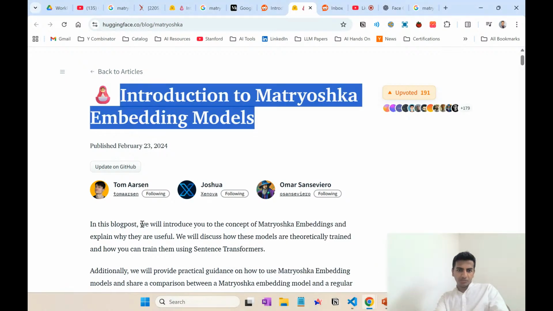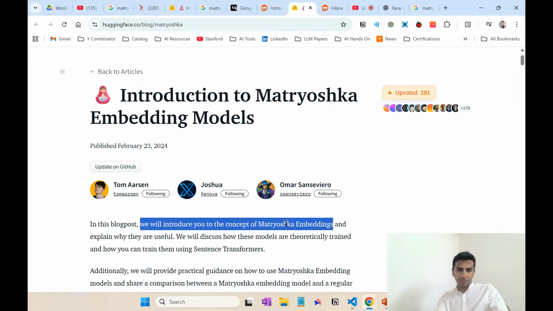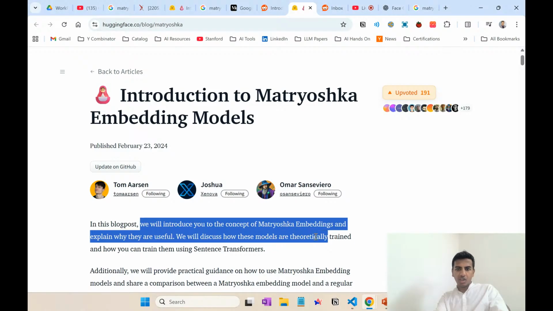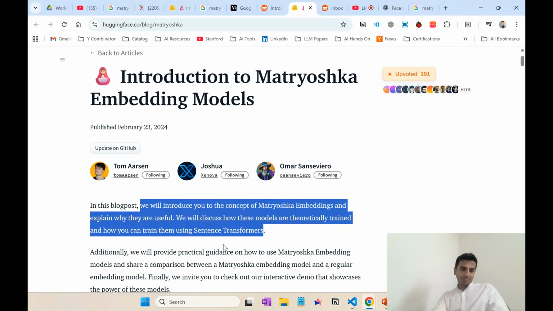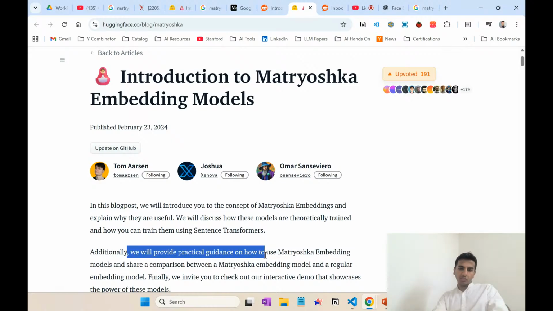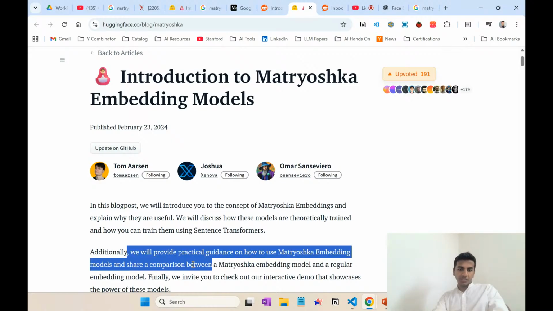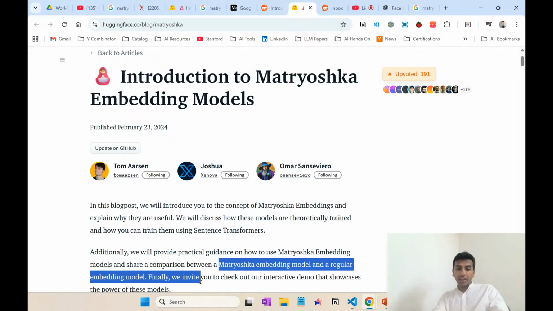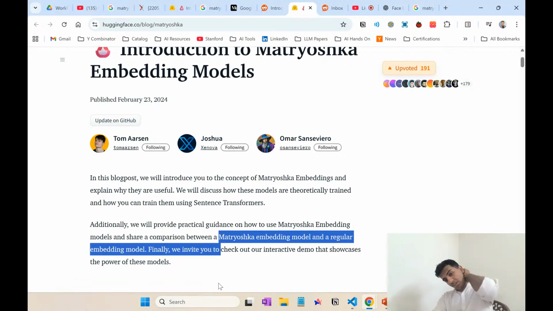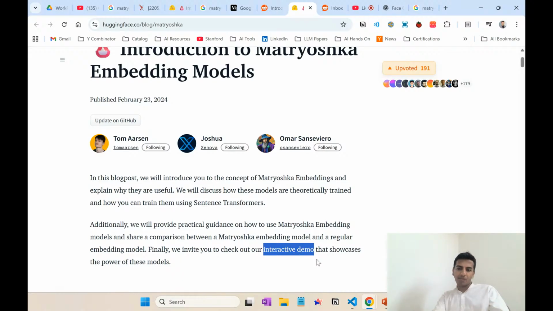In this blog post, we will introduce you to the concept of Matryoshka embeddings and explain how they are useful. We will discuss how these models are theoretically trained and how you can train them using Sentence Transformers. Actually, we will provide practical guidance on how to use Matryoshka embedding models and share a comparison between Matryoshka embedding models and regular embedding models. Finally, we will invite you to check our interactive demo that showcases the power of this model. Okay, they are making an interactive demo, which I like.